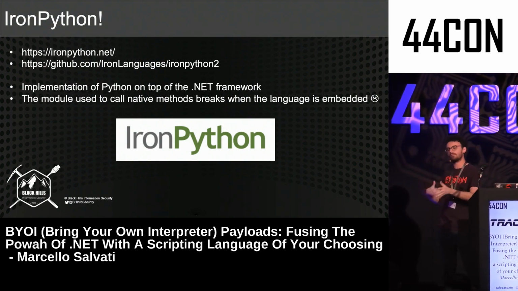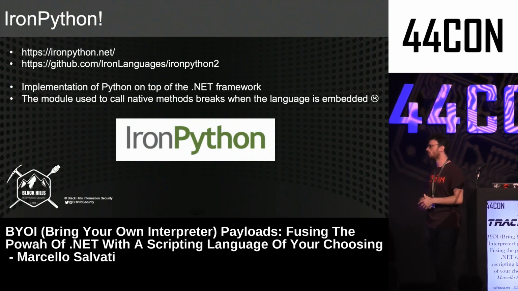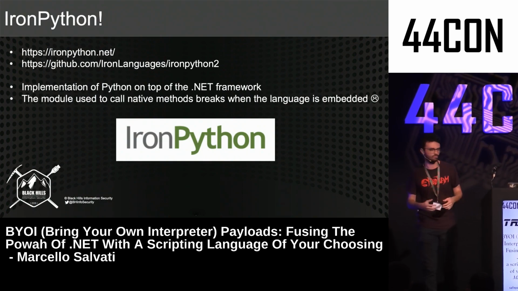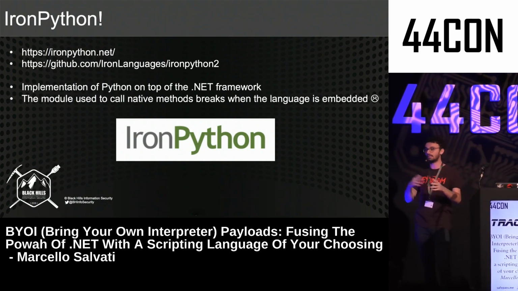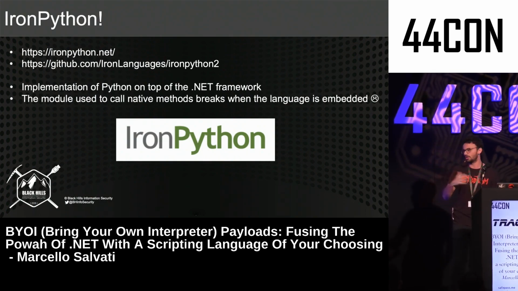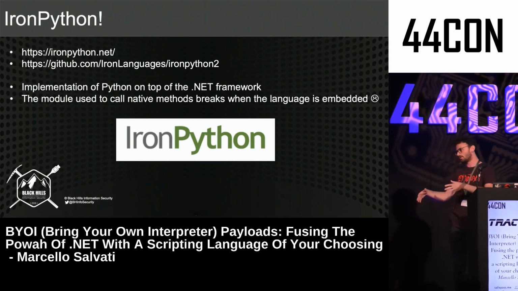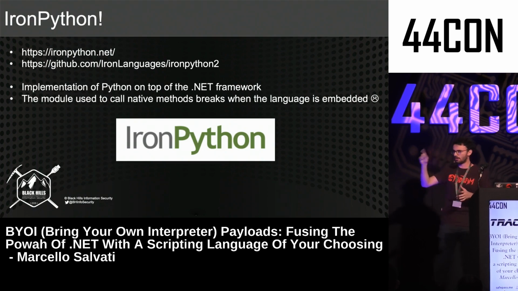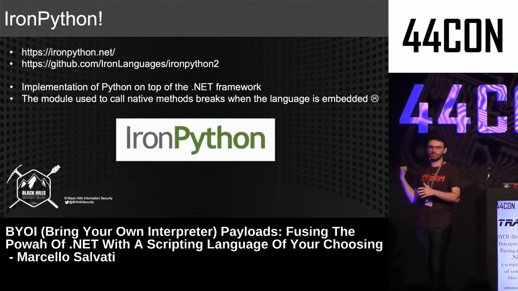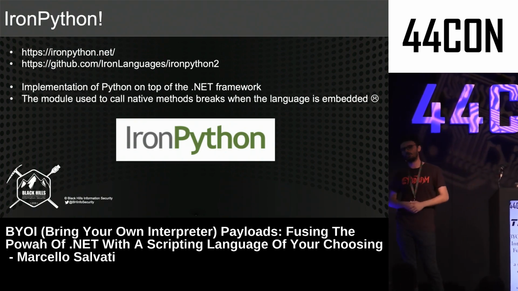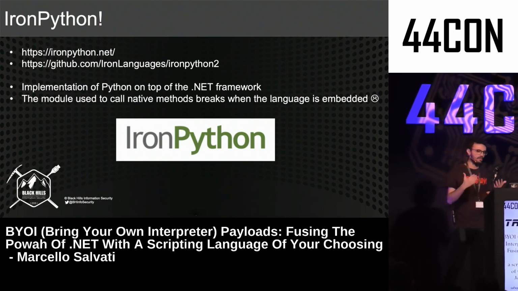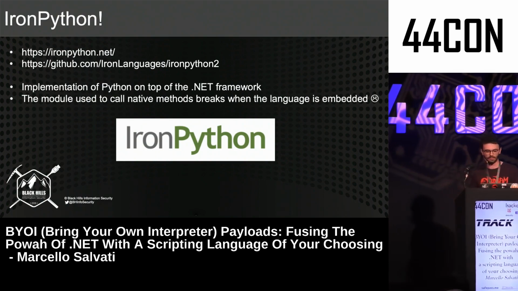One of them being, from at least the red team tradecraft perspective, that the module that you use to do pinvoke, basically which allows us to call native Windows API functions to inject shellcode and all that stuff, works when IronPython is on disk, but when you load the IronPython runtime in memory and then try to do pinvoke, it just breaks. So right out the gate, IronPython wasn't exactly the best when it came to red team tradecraft.